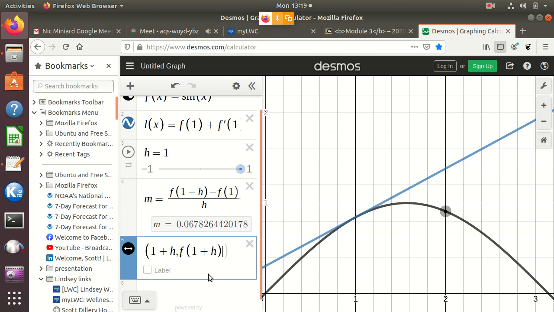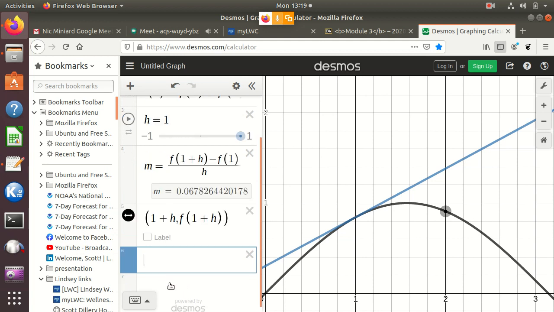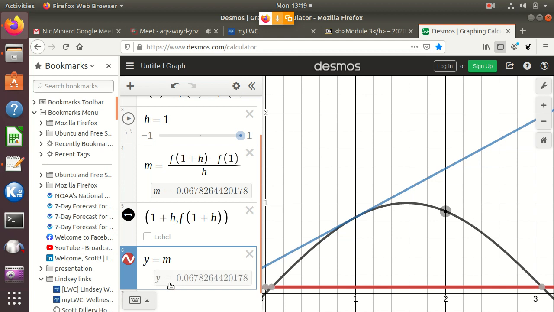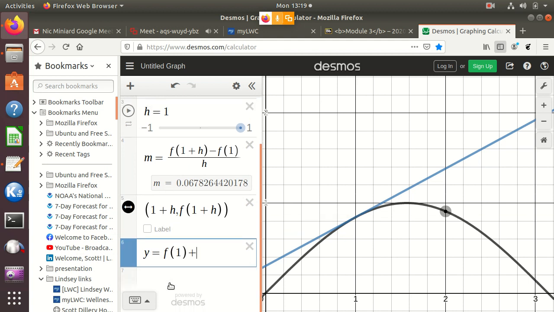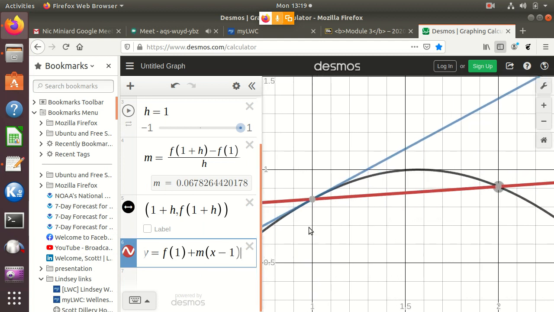So there's my point. And now I'm going to make my line. I'll just call it y equals. Could use s because these are called secant lines when they connect two spots. But I have m. I'm going to use the f of 1 again because I know it goes through that point. And then plus m times x minus 1. And so there we see it. I'll zoom in a little bit more.